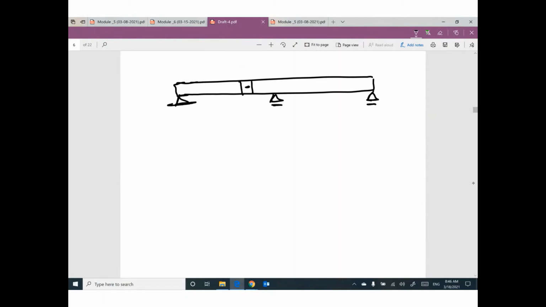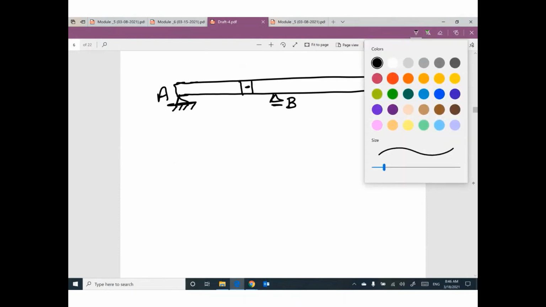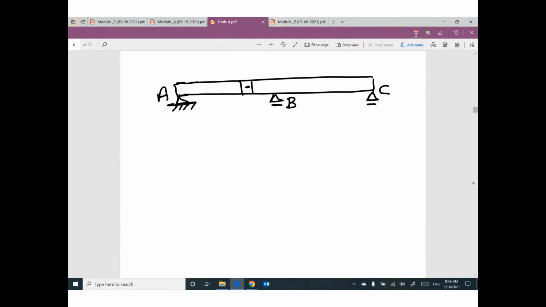If I have a beam like this, A, B, C. So we have a beam with 2 units. This part is 1 unit, it must remain straight all the time. And we have another part, which is this unit. The 2 parts are connected together at this point by pin connection.